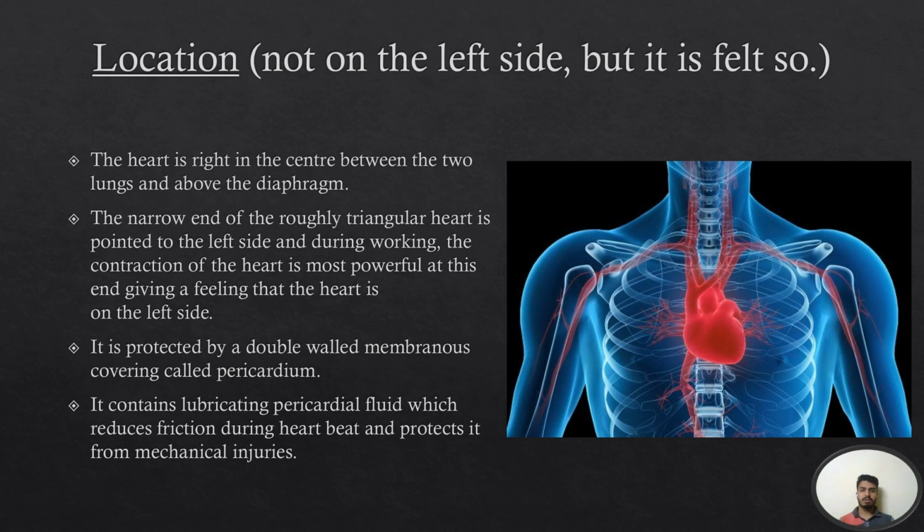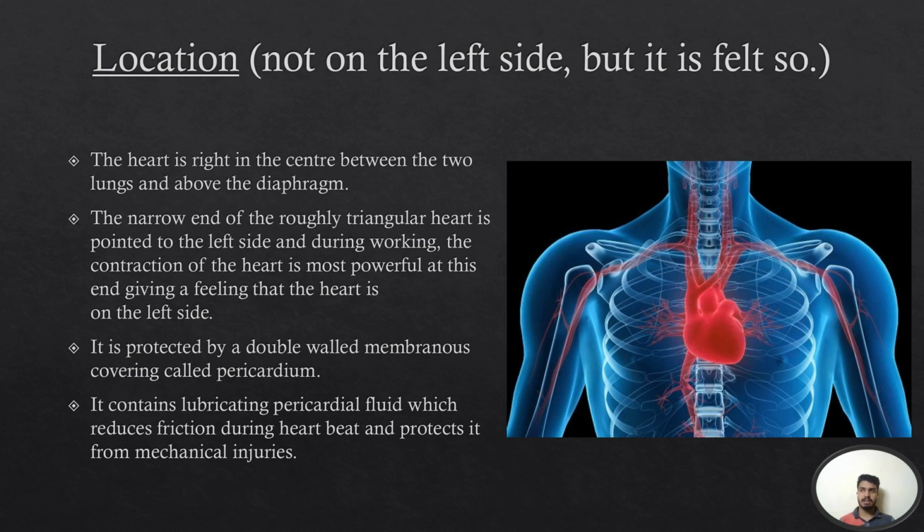Now generally a question arises, where is our heart located? Here we have the answer for our question. Our heart is located exactly at the center between two lungs and above the diaphragm. The narrower end of our roughly triangular heart is pointed towards the left side. Hence, when our heart functions, it appears to be on our left side.